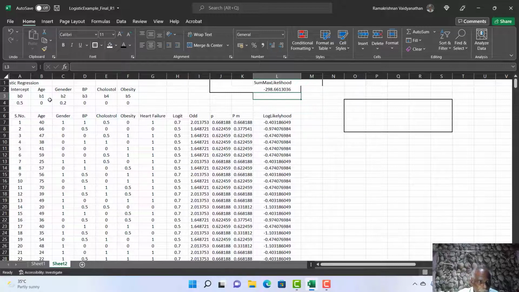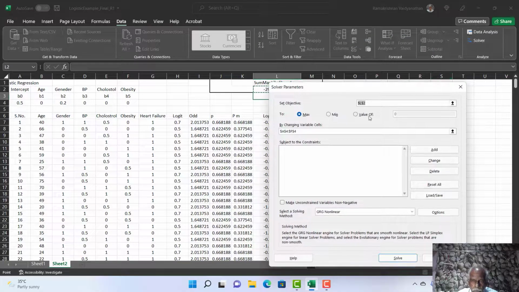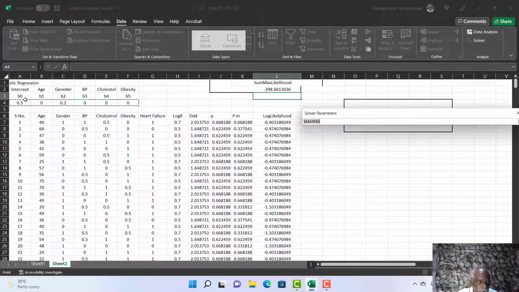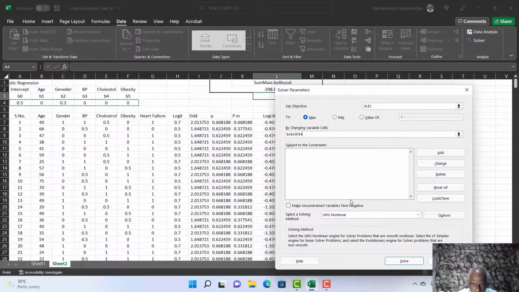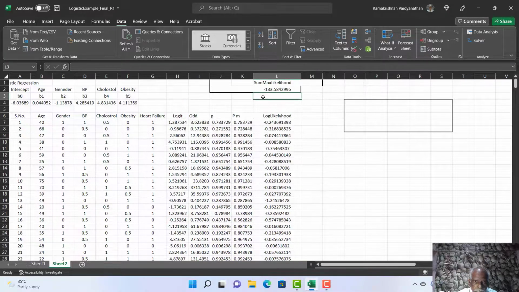Now I have to find out B0, B1, B2, B3 so that this is the maximum value. Therefore I will solve it using Solver. So I will go to Data, Solver. I have to maximize what value? The L2 value, so that is L2 only. I have to maximize it by changing these parameters B0 to B5. I'll uncheck this, non-negative is not required here. So I'll solve it. You can see it has solved. Thus minus 298 is changed to minus 133 and the coefficients are obtained.